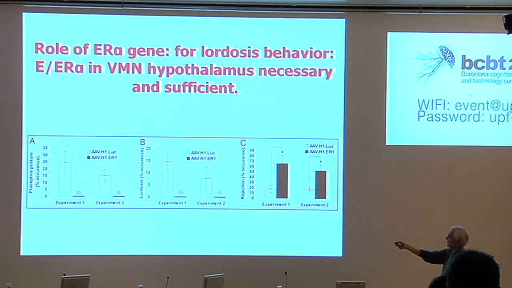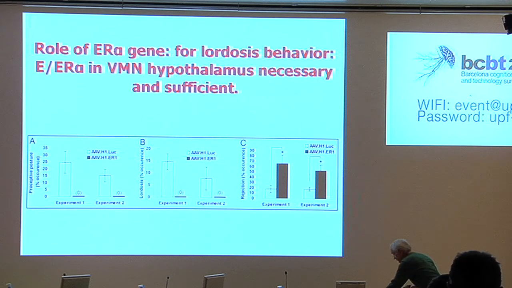Because when you put an adeno-associated virus with a small interfering RNA, siRNA, against estrogen receptor alpha, you bring lordosis behavior from normal behavior down to 0. Here's another experiment, normal lordosis behavior down to 0. And this AAV, adeno-associated virus, is put just in the ventromedial nucleus of the hypothalamus, in those cells that I showed you bind estrogens.